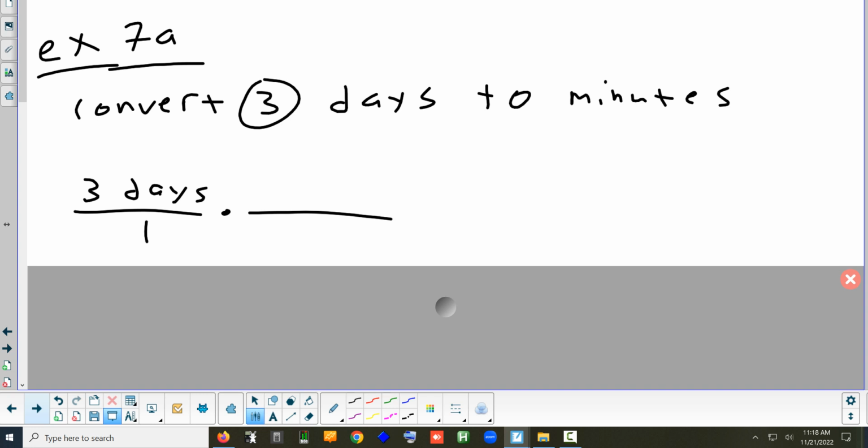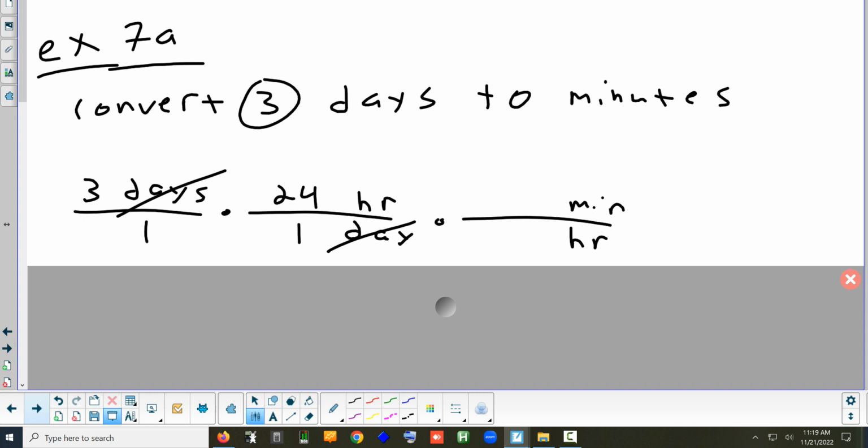So what's the connection between days and hours? 24 hours in 1 day. We're trying to get days to cancel so we can get to minutes. Days is in the top, so where would days go over here? So we're going to put day in the bottom, hours in the top. There are 24 hours in 1 day. And now if you multiplied that out, you would have hours. Now we want hours to cancel, because we're trying to get down to minutes. Where would hours go this time? Bottom. Minutes would go in the top.